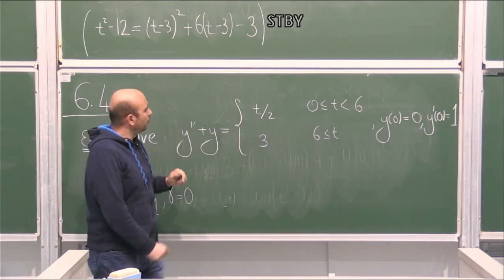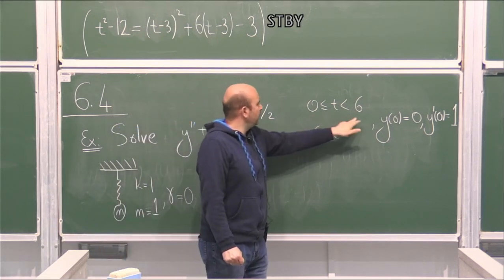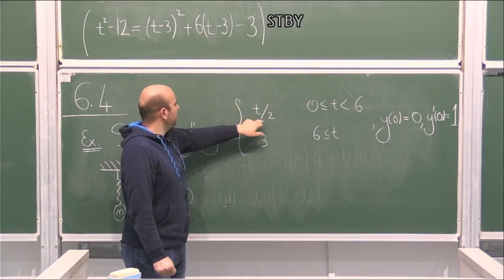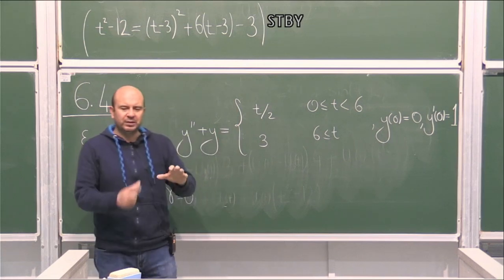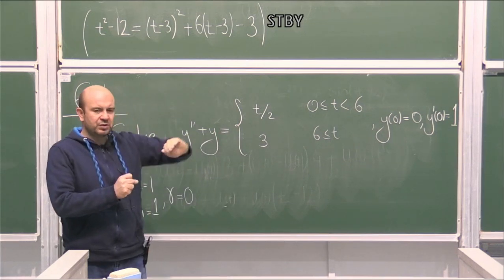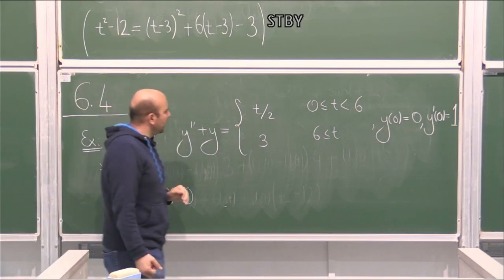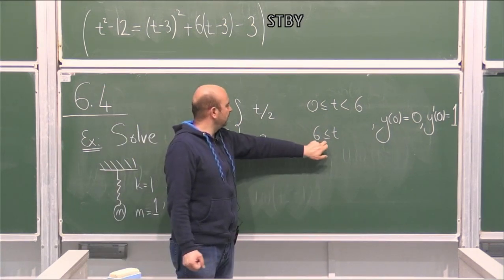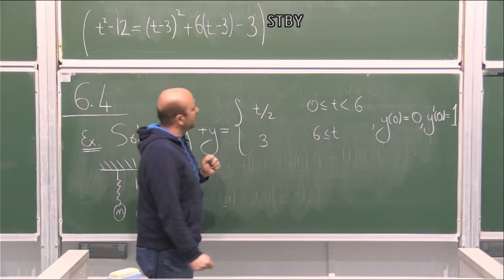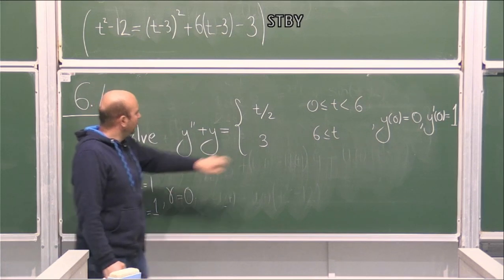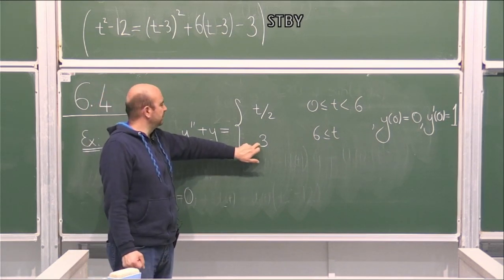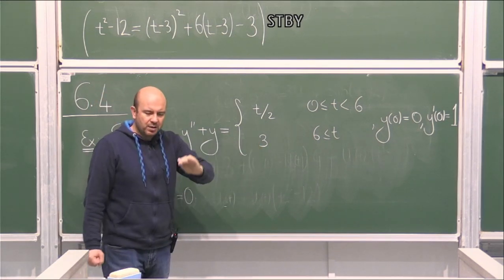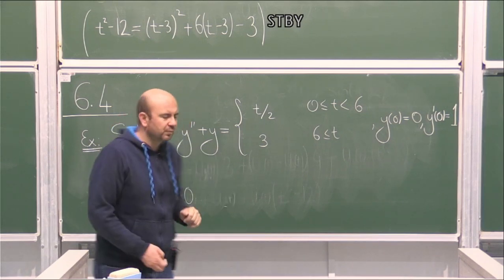And then you start applying an external force to this. What is the external force? When the time is between 0 and 6, you apply an increasing force, which is t over 2. So at the beginning it's 0, then it's an increasing force. But starting from 6, your force becomes constant, which is 3. So you can say you apply a 3 unit force.